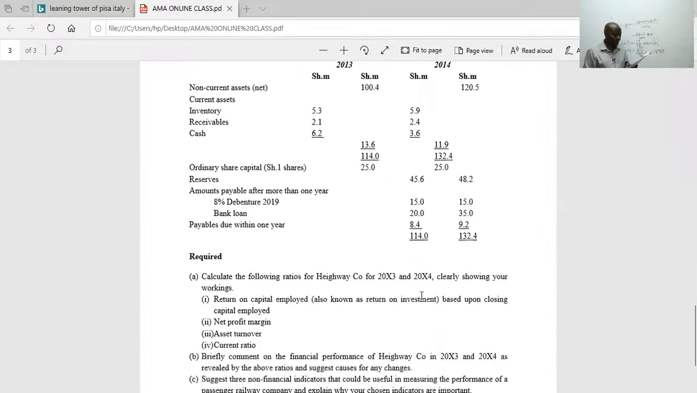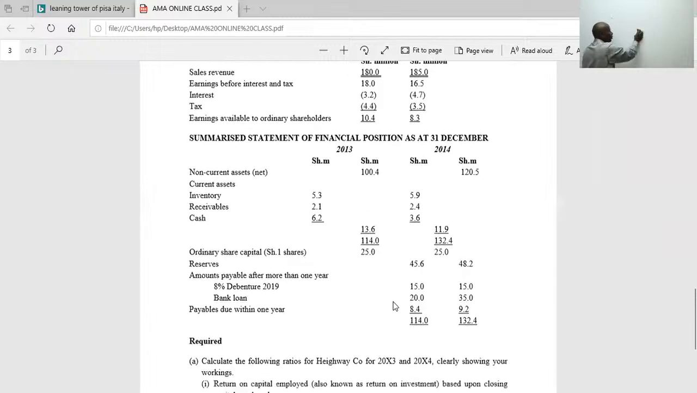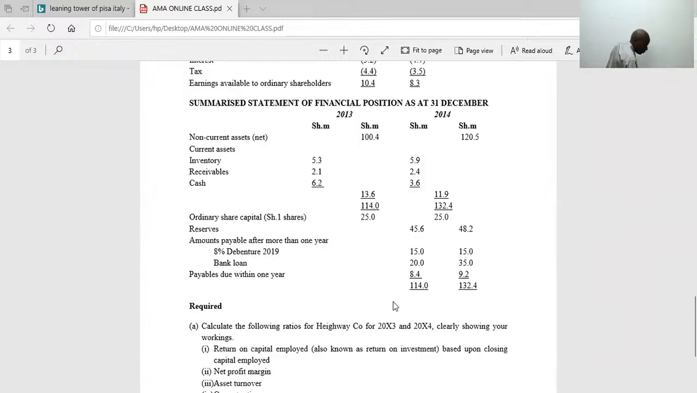Roman 3, assets turnover ratio. I would want to see whether there is a student who will be able to remember that formula for us. Assets turnover ratio. Is there any student who is able to remember the formula and write it down for us? Assets turnover ratio equals what?